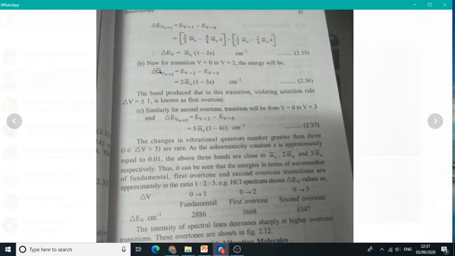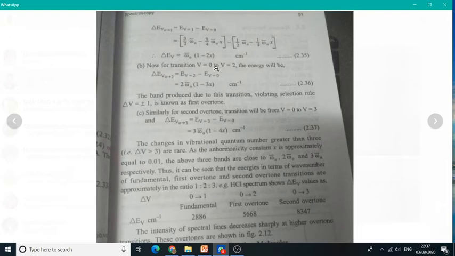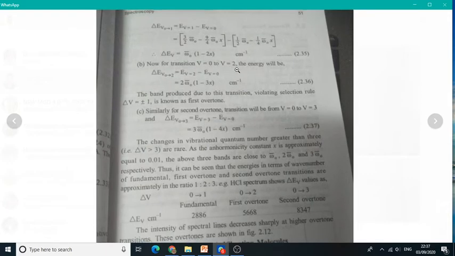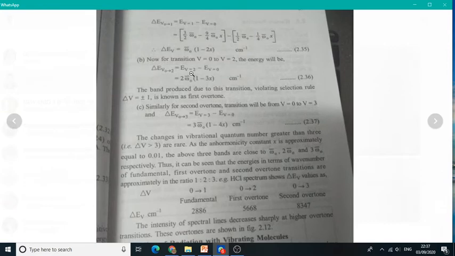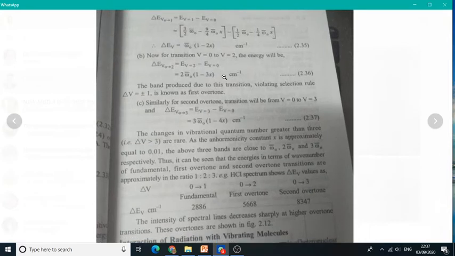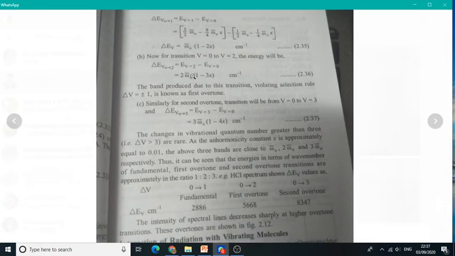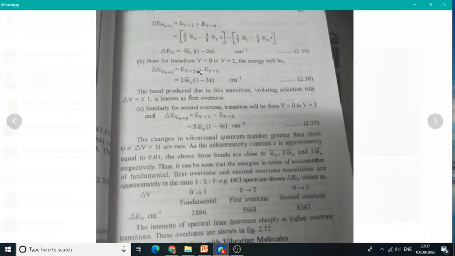Then for the transition phi equal to 0 to phi equal to 2, that means first overtone transition, the energy difference we can find by subtracting E phi equal to 2 minus E phi equal to 0, and putting the values and taking the difference, we get 2 omega bar oscillation in a bracket 1 minus 3x, and the band produced due to this transition violating selection rule delta phi equal to plus minus 1 is known as the first overtone transition.